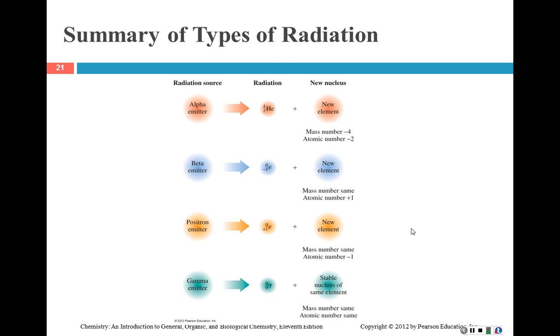All right, so basically to summarize those radiations, we have an alpha. When you emit an alpha, you're going to produce a helium atom plus whatever that new element is.